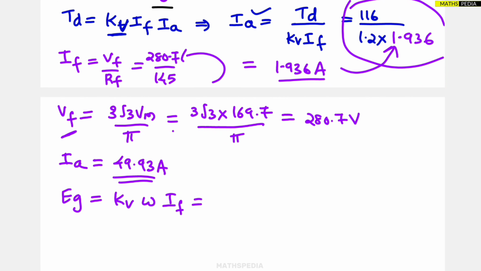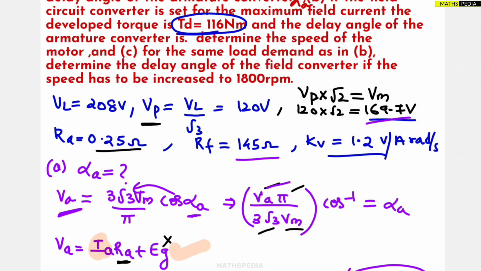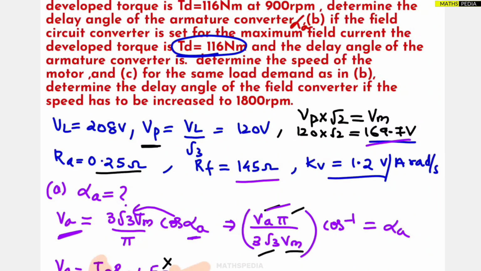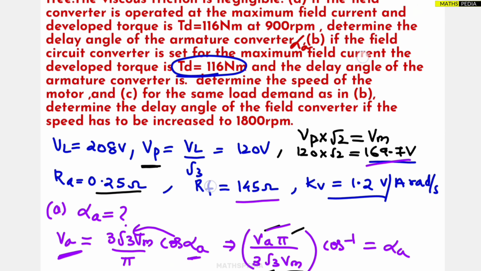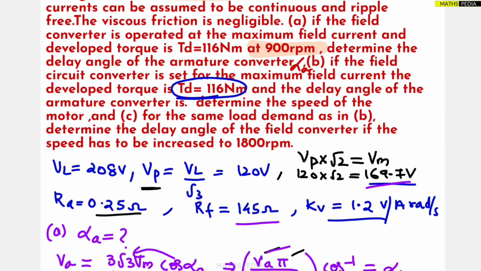Now in this, what are the given values? IF we just found out. kV is also given. Is omega given? Yes, it is given. They have said 900 RPM. The A part, if you understand here, they have asked for the delay angle of the converter, so the developed torque is at 900 RPM.